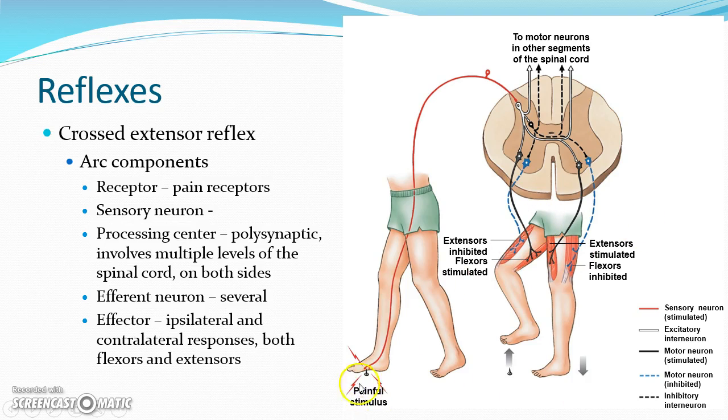So here we have that painful stimulus. So we have all of our components of the reflex arc. You've got your pain receptors, our sensory neuron, and then we go through several different components. We have an interneuron here and several motor neurons. On the same side, the ipsilateral side, you're going to have your flexors. Knee flexors are going to be stimulated, and extensors are going to be inhibited. And then on this side, you're going to have your extensors stimulated and your flexors are going to be inhibited.